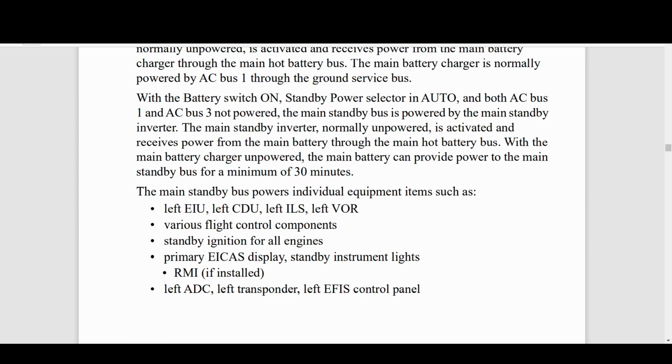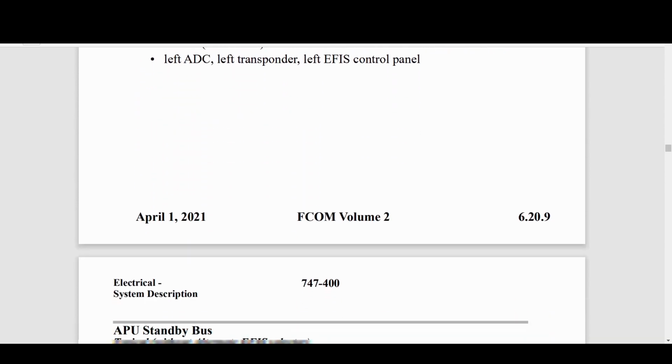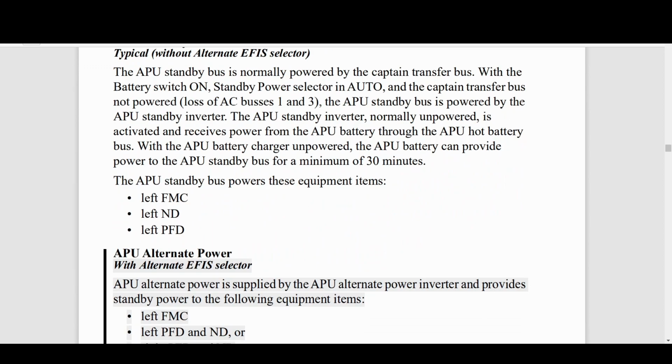What are some of the equipment items on the main standby bus? Left EIU, left CDU, left ILS, left VOR, various flight control components, standby ignition for all engines, primary ICAS display, standby instrument lights, RMI if installed, left ADC, left transponder, left EFIS control. What are the equipment items on the APU standby? Left FMC, left ND, left PFD.